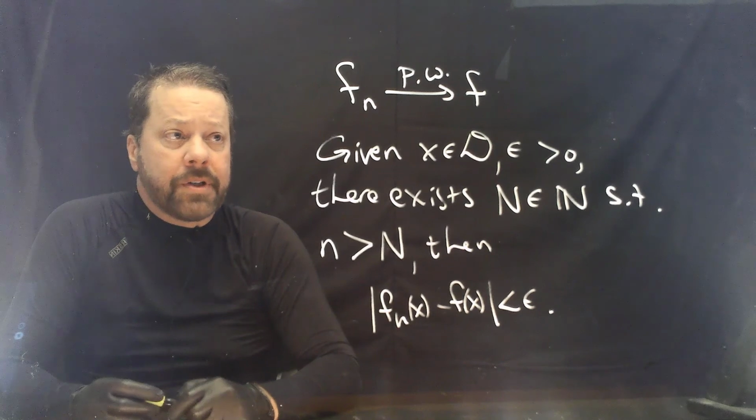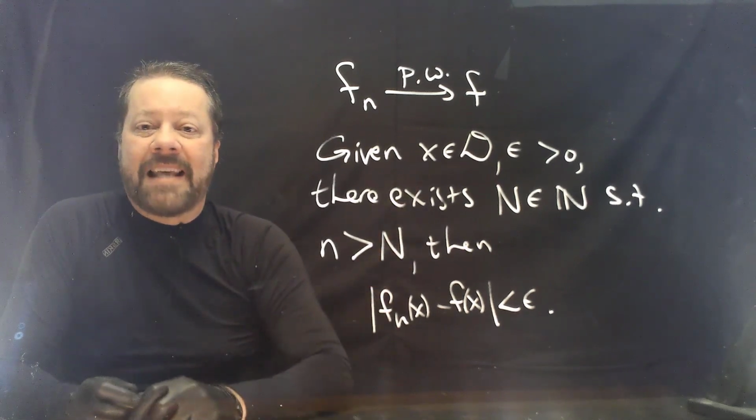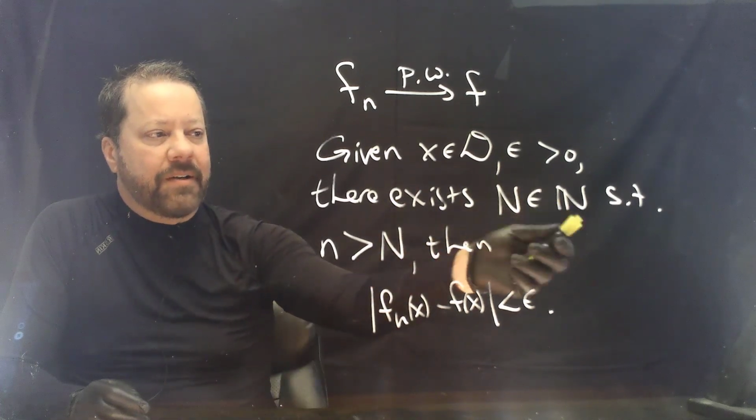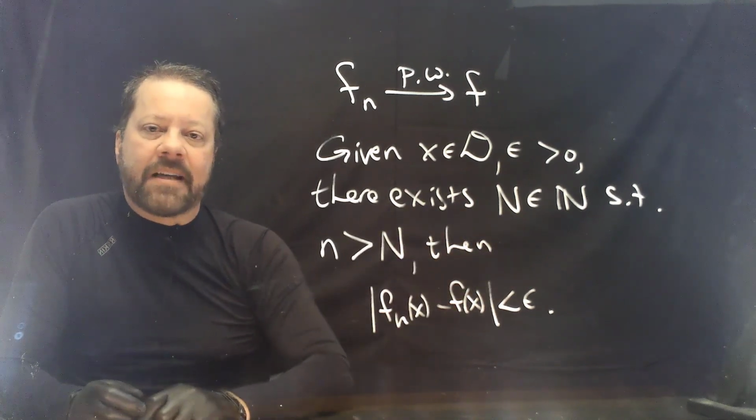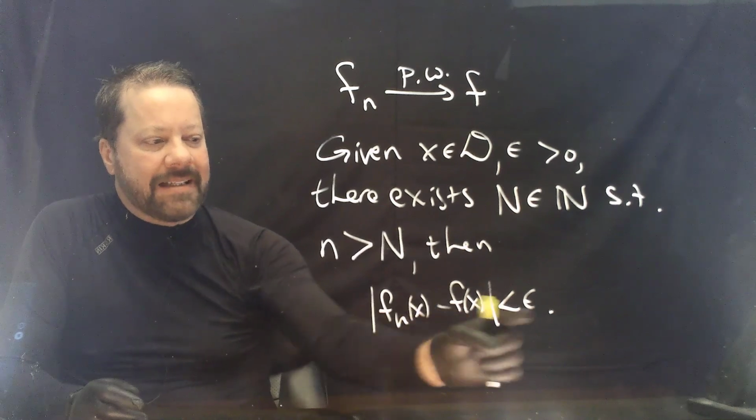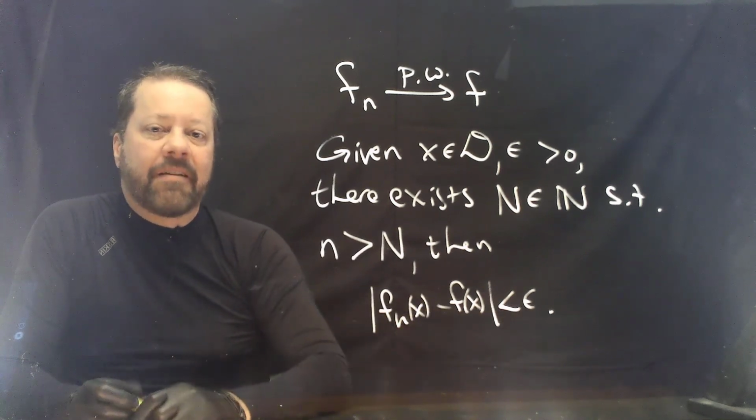Uniform convergence should be independent of the x. Given your epsilon, you should be able to find the N independent of the x. So you'll have this nice uniform distance being close for each of those x's.